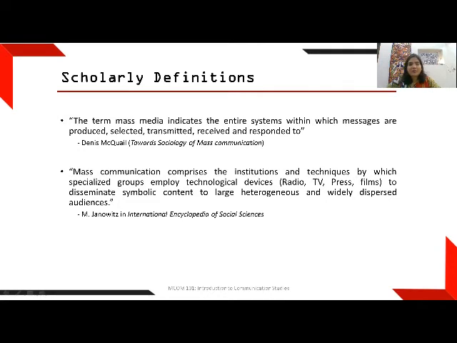Now, this is something which is not very relevant these days, because right now, even being an individual, if I want to talk to thousands of people, I will be employing some kind of technique anyway, but I cannot call myself an institution. I can just open a YouTube channel like this one and talk to thousands of people. Nonetheless, they talk about the institutional techniques by which specialized groups employ technological devices to disseminate symbolic content. They are saying that the content which is on air on every kind of media is symbolic.